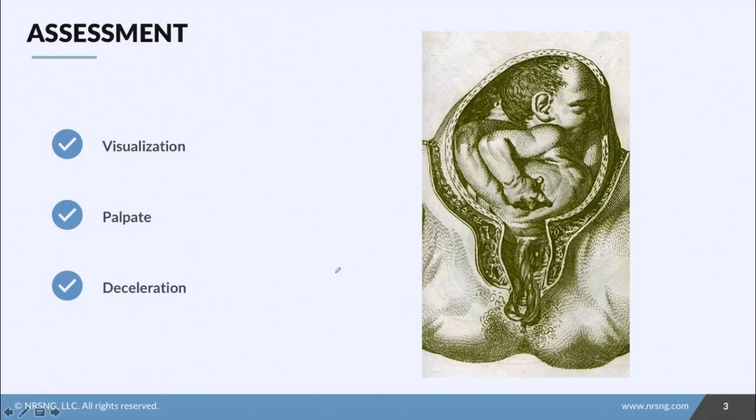So our assessment of this. On assessment, you are going to either visualize, you're going to see that umbilical cord hanging through the cervix, or you might palpate or feel a pulsation occurring in your hand on a cervical exam, or something squishy in the vagina. The patient even might feel something squishy in her vagina. So remember, that cord is compressed.